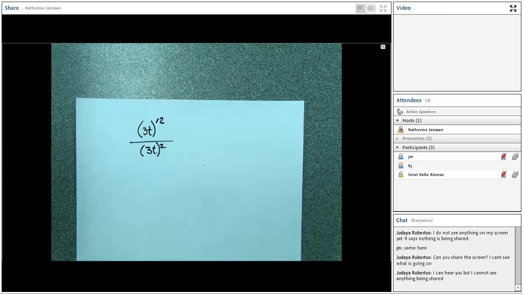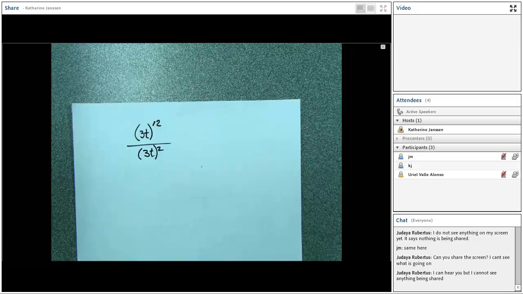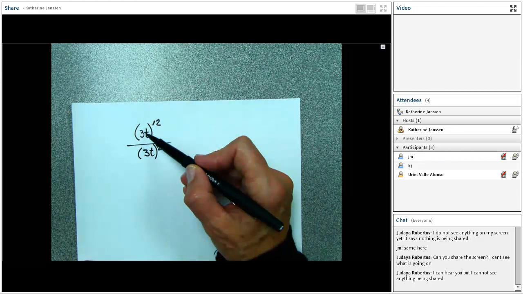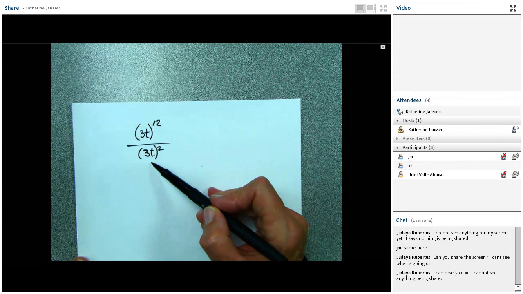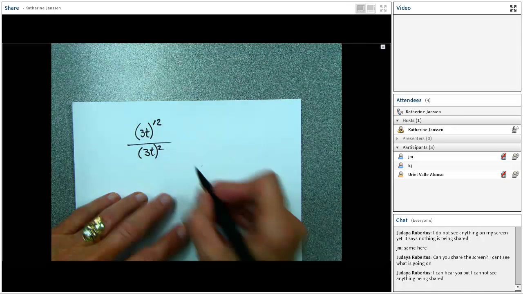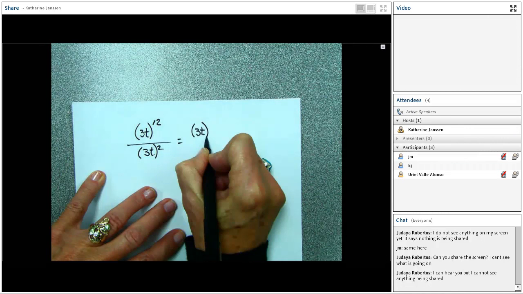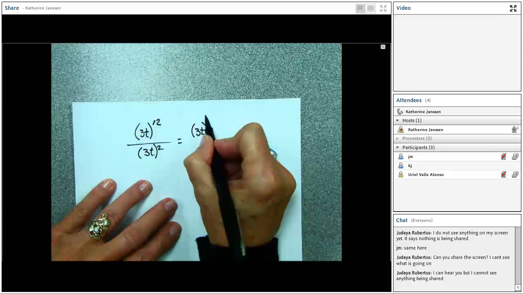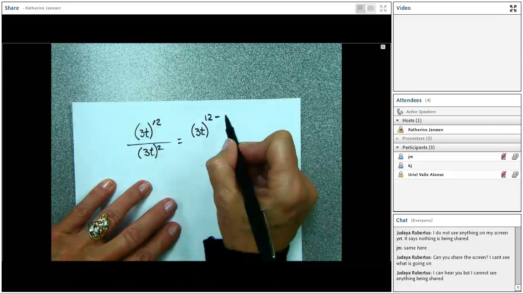Okay, I have division of the same base. 3t is my base in the numerator and 3t is my base in the denominator. So I'm going to keep my base and subtract from the numerator's exponent the denominator's exponent.